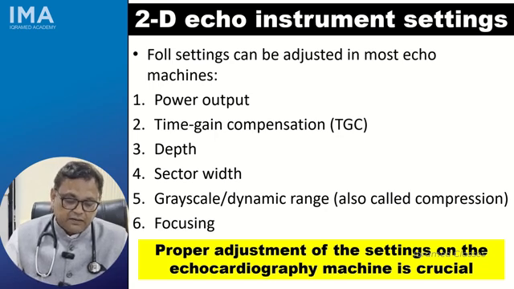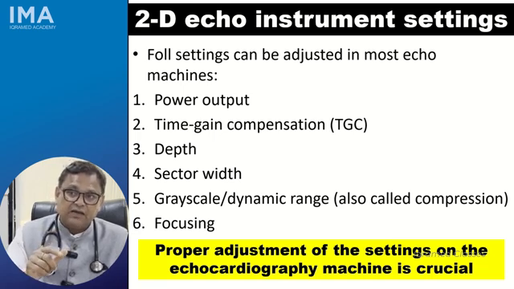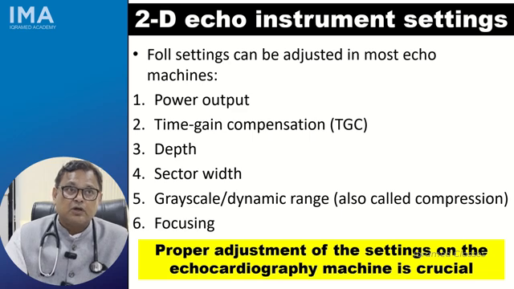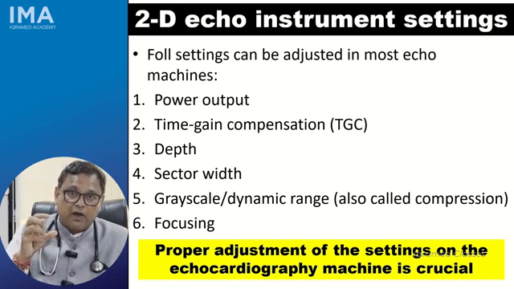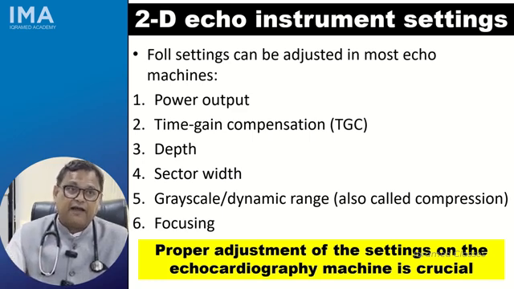Now I think the most important thing to know in echocardiography, or the basic thing to know, is how to adjust these settings. I told you there are many settings on the echo machine. I showed you those settings. We will also show you them directly on the echo machine. But how to use these settings is very important. The difference between a successful echocardiography and a failed echocardiography is the proper adjustment of the settings.